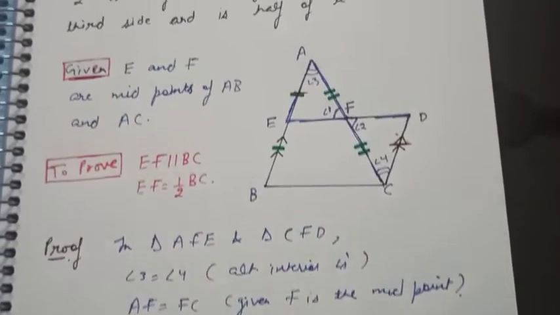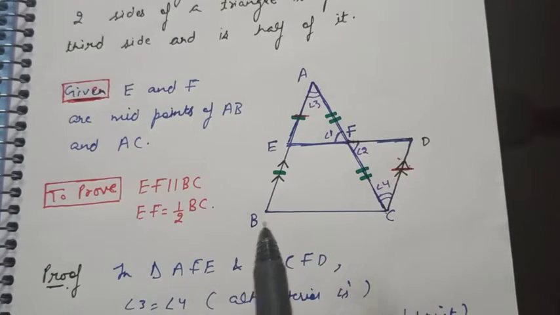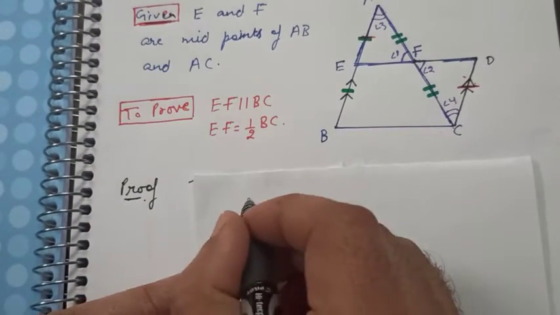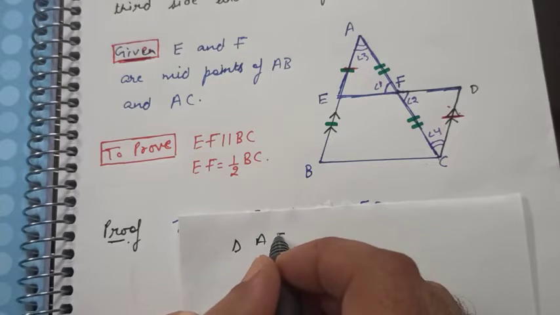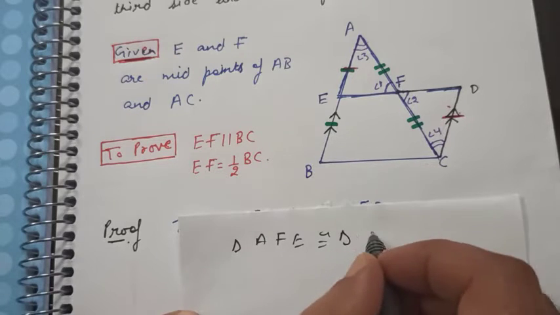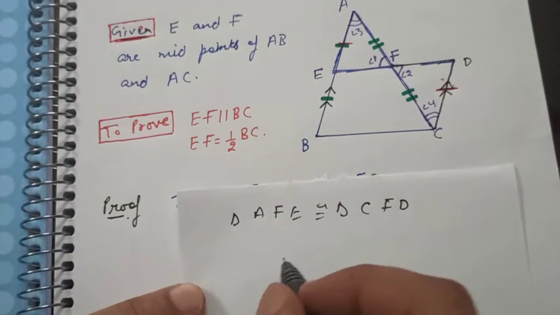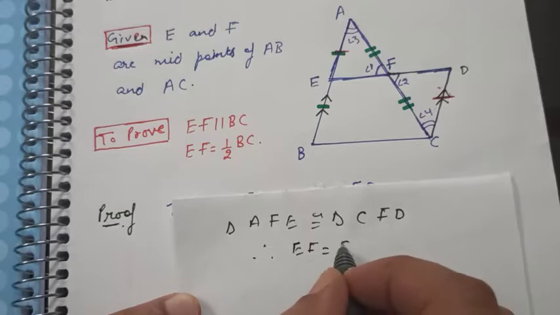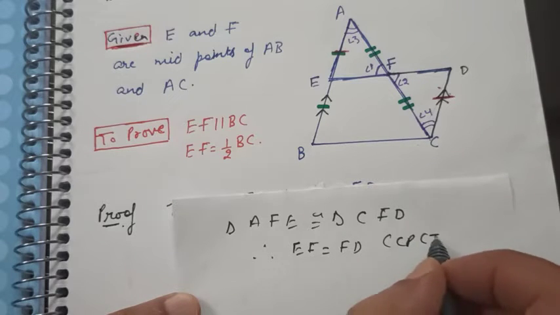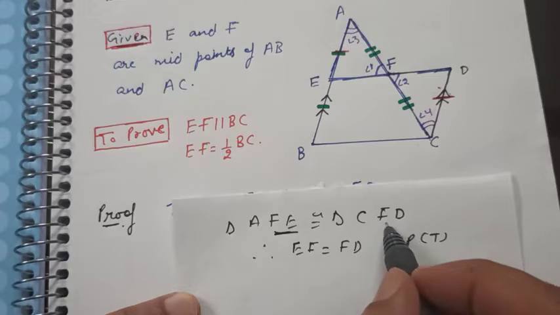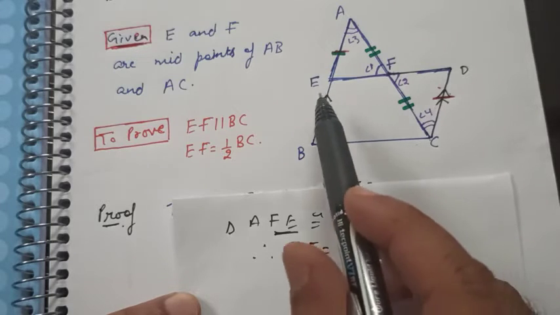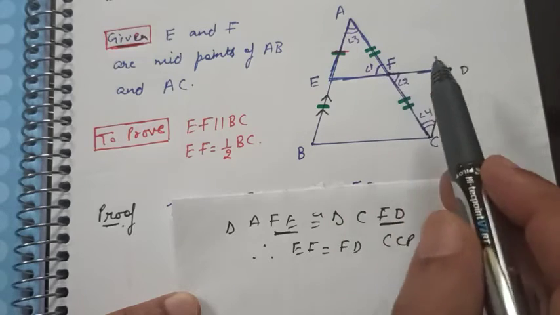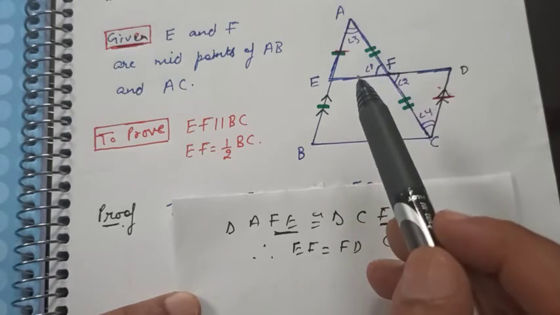And one more thing, we also need to prove that EF is half of BC, right? So by CPCT, since triangle AFE is congruent to triangle CFD, therefore I can say that EF is equal to FD by CPCT. EF किसके बराबर हो जाएगी? FD के बराबर हो जाएगी by CPCT, right? क्योंकि एंगल 3 के सामने ये वाली साइड है और एंगल 4 के सामने ये वाली साइड है, so they will be equal, right? Got it?